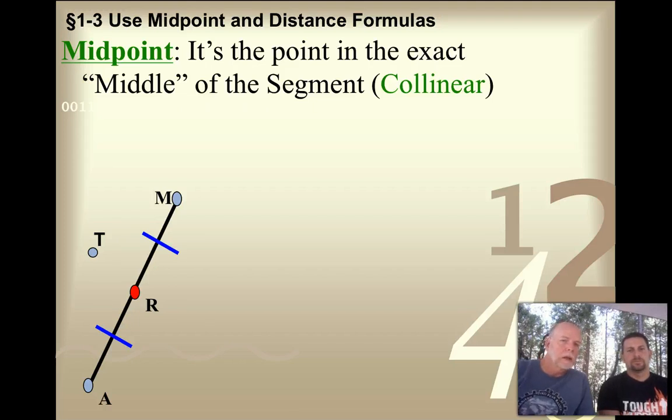And again, they always have to be collinear. The two endpoints that we're talking about have to be on a segment already, or collinear on a segment, for us to get the midpoint. And just like when we did the segment addition postulate, we always said part plus part equals whole. Well, now you can apply that to this. It's just part equals part. Both parts are the same.